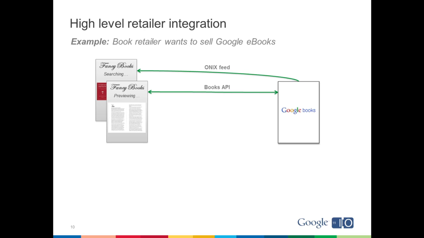So using our Books API, Fancy Books can give users the option of clicking on a little Google Preview button and reading a small sample of the book to figure out if it's really of interest to them and if it's something that they actually want to buy.